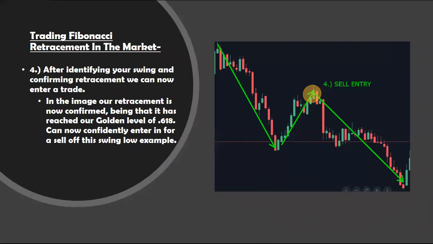And I'll talk about the fib extension tool as well. But yeah, this is pretty much the basics of how you want to look at trading the market when it comes to retracements.